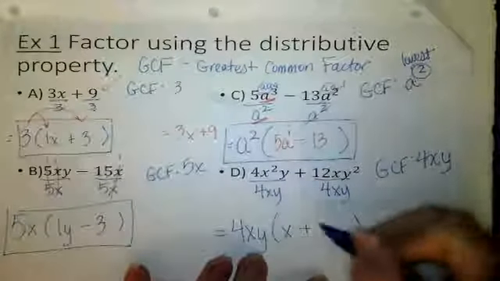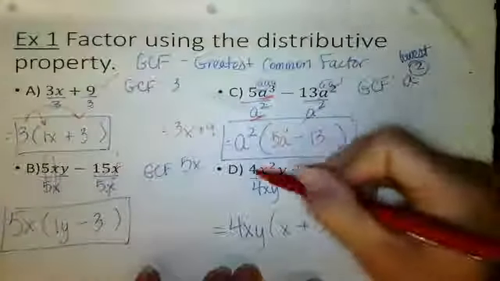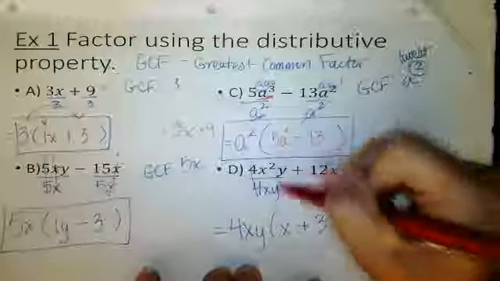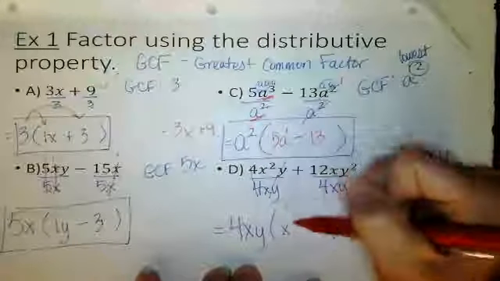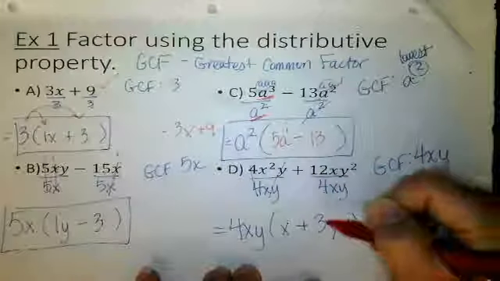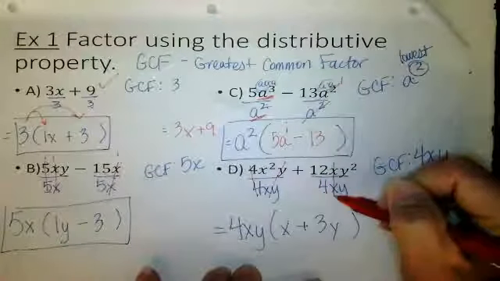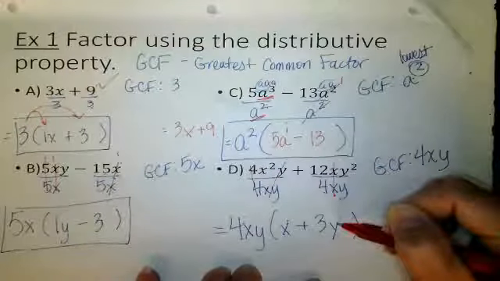Plus 3y. Very good. It's as simple as that, ladies and gentlemen. The 4's reduce, the y's reduce, and x squared divided by x leaves an x. 12 divided by 4 is 3. X divided by x is 1. Y squared divided by y is a y.